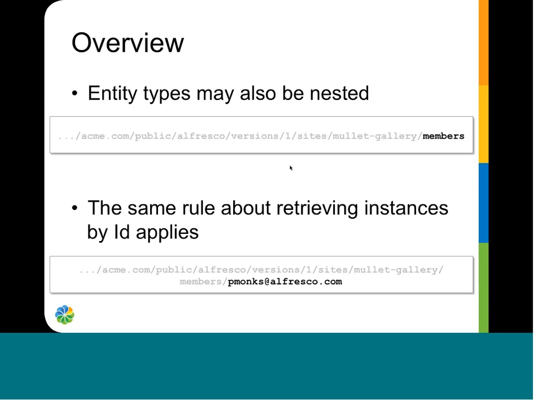Again, this is a general rule. If an entity type has nested sub-collections, or even doubly, triply, quadruply nested sub-collections, the same basic rule applies. There is always a collection first, and then you can retrieve an individual instance by ID.